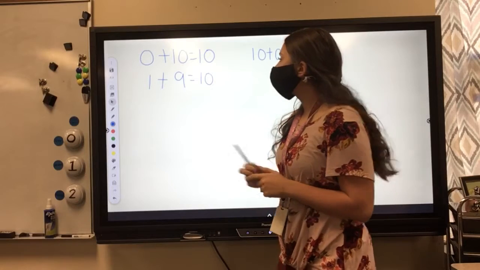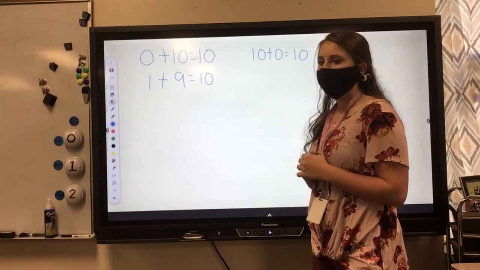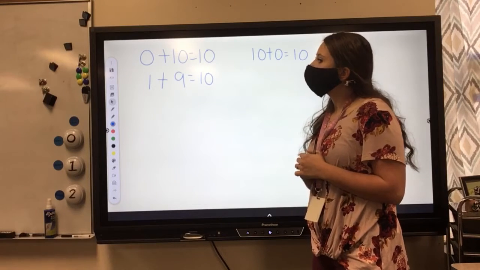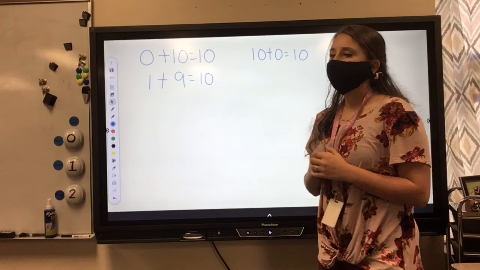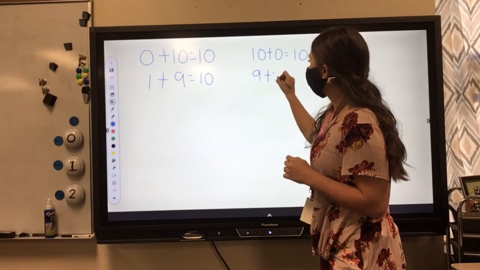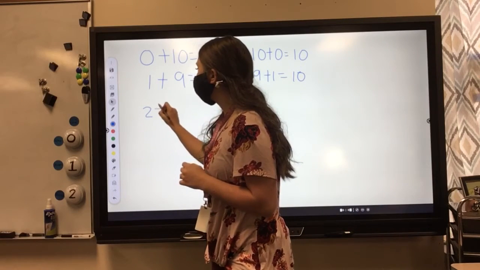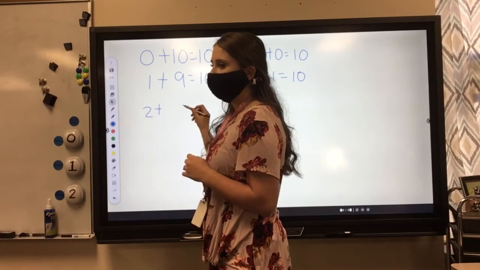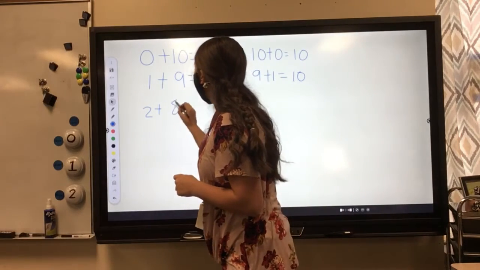What's the turnaround fact for 1 plus 9 equals 10? No, that's not what I'm asking. I'm saying, what's the turnaround fact? 9 plus 1. 9 plus 1 equals 10. Now we can do 2. 2 plus what equals 10? 8. Good job. 2 plus 8 equals 10.